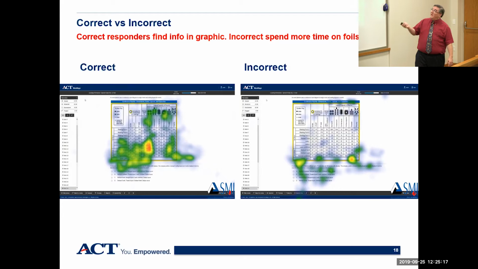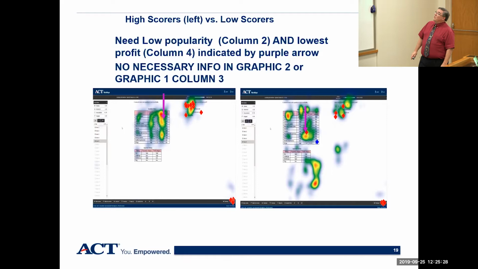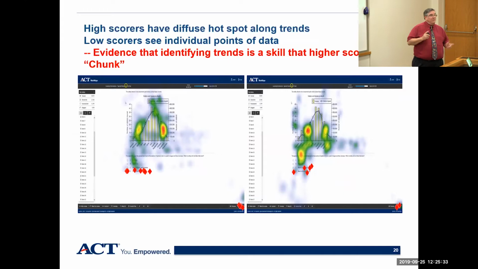Okay, now, again, this is the same question that we saw before. They're looking in the wrong spots. This one was really interesting because it has to do with cognitive load and with expert versus novice.